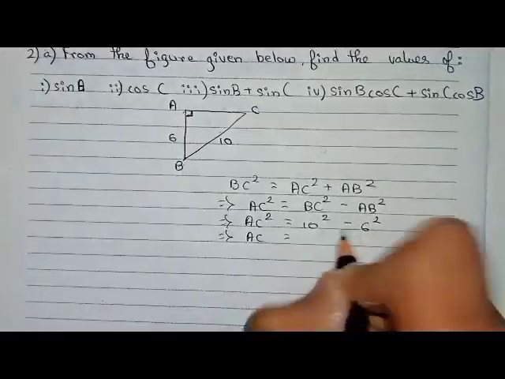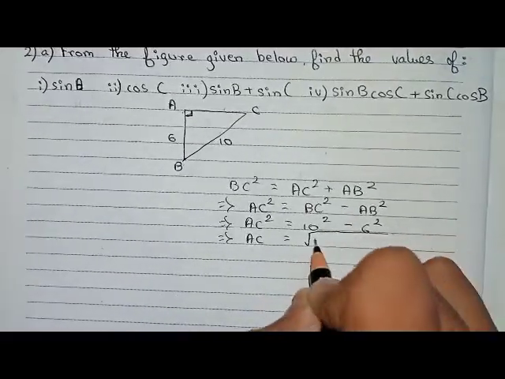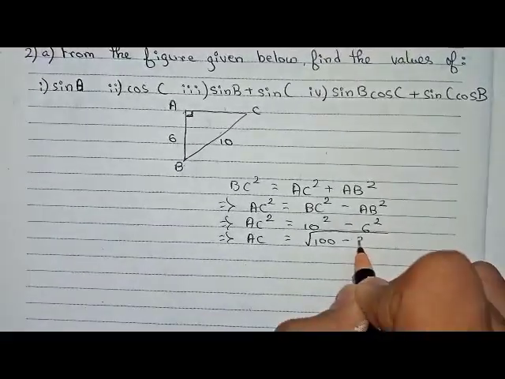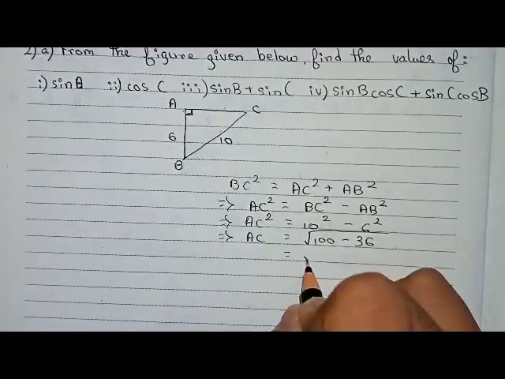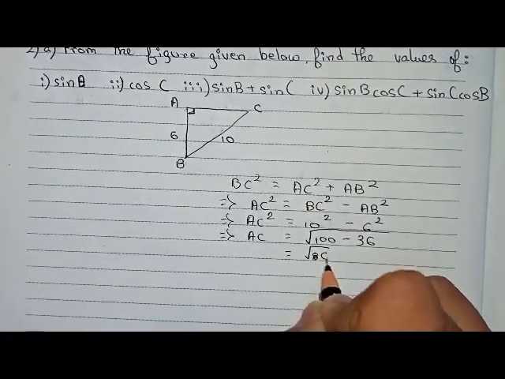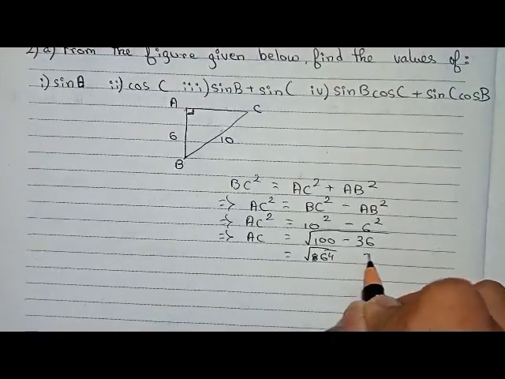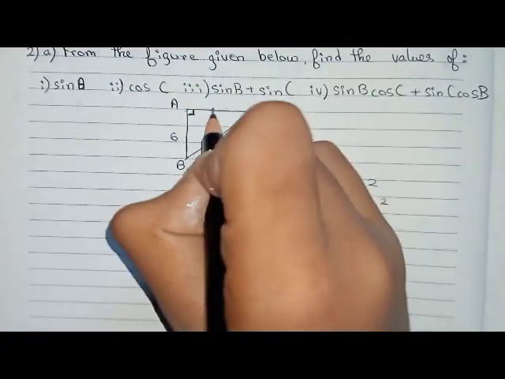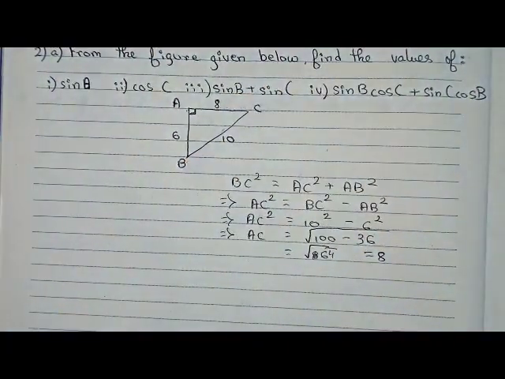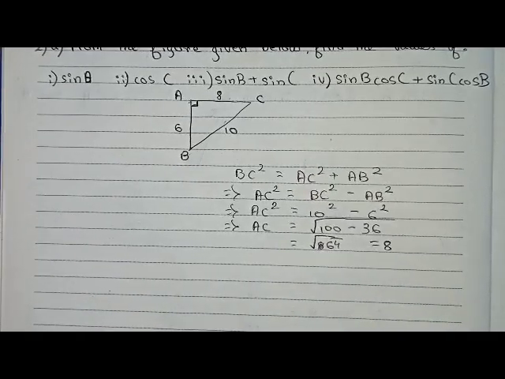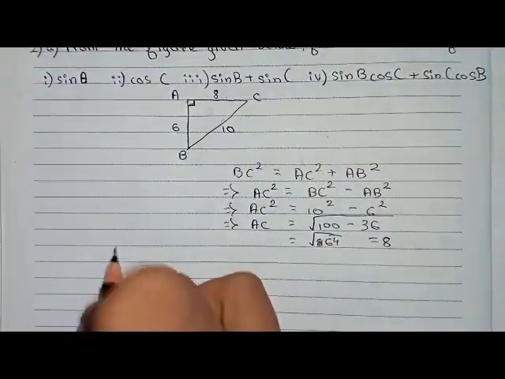So AC is equal to root over 10 to the power 2, 100, minus 6 to the power 2, 36. That will be equal to root over 64, which is equal to 8. So therefore AC will be equal to 8. Now first you have to find out the value of sin B.